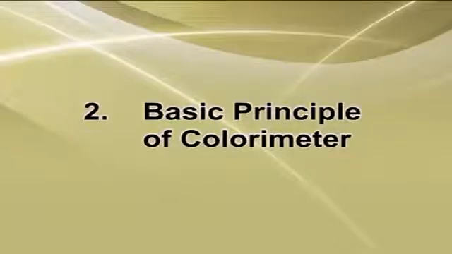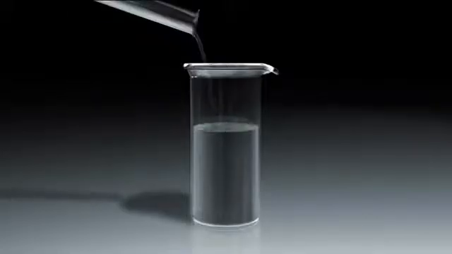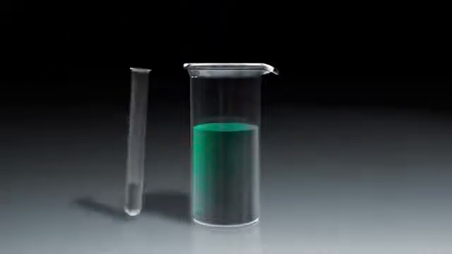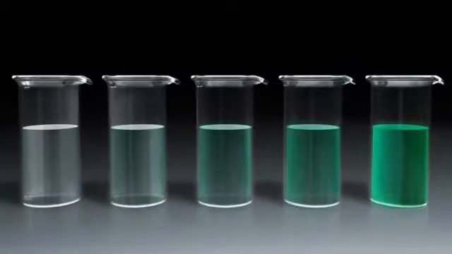Let us see the basic principle of the colorimeter. The colorimeter is based on the Beer-Lambert's law, according to which the absorption of light transmitted through the medium is directly proportional to the medium concentration. In a colorimeter, a beam of light with a specific wavelength is passed through a solution via a series of lenses which navigate the colored light to the measuring device. This analyzes the color compared to the existing standard. A microprocessor then calculates the absorbance or percentage of transmittance.